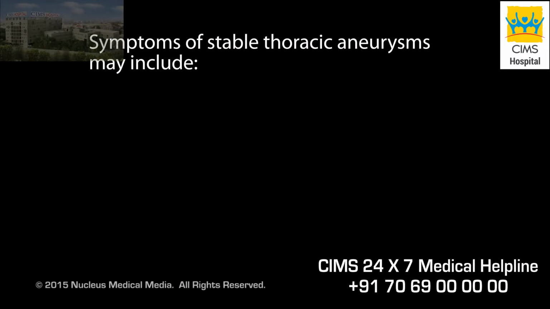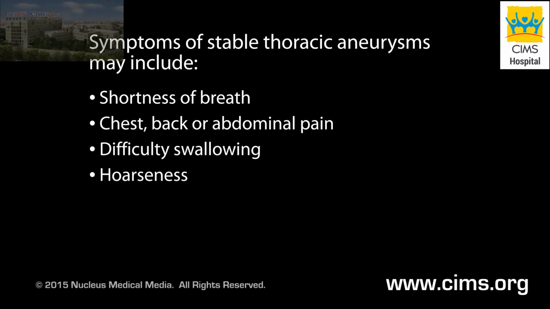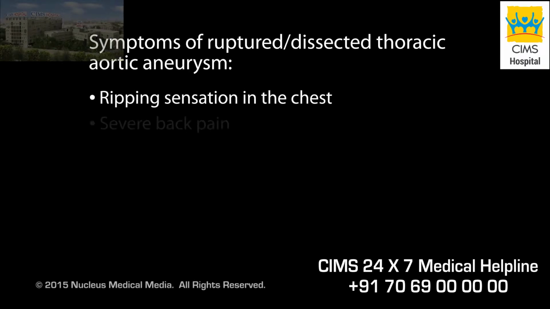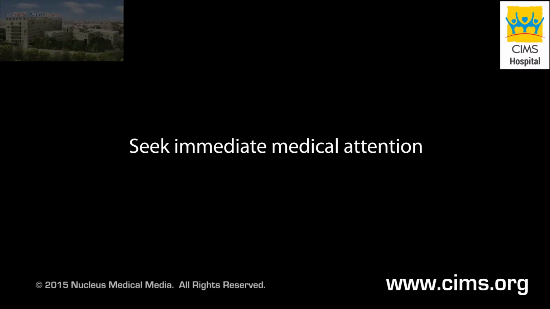Symptoms of stable thoracic aneurysms may include shortness of breath, chest, back, or abdominal pain, difficulty swallowing, and hoarseness. If the aneurysm ruptures or dissects, more dramatic symptoms will appear, including a ripping sensation in the chest, severe pain in the back between the shoulder blades, dizziness, and difficulty walking and speaking. If you have these symptoms, you should seek immediate medical attention, as this condition is life-threatening.